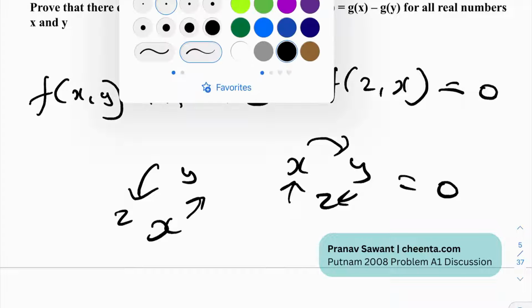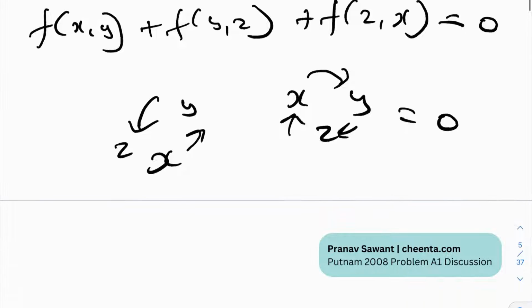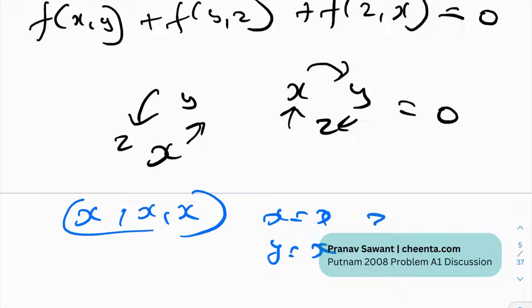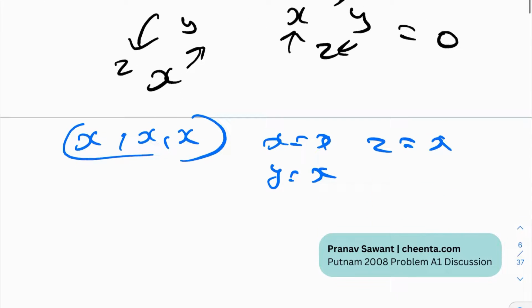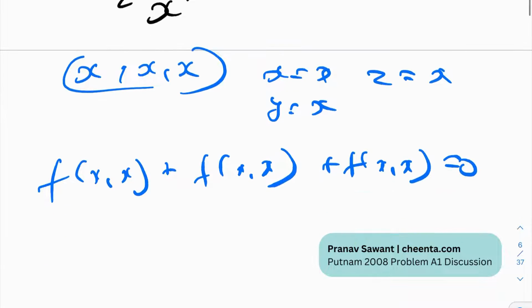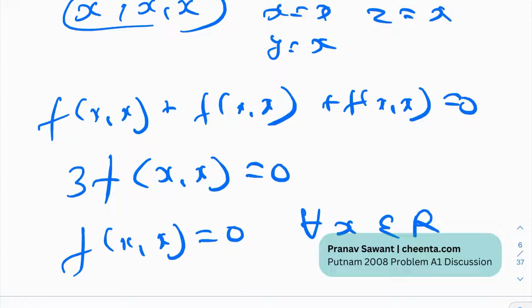So again, even in these types of functional equations, the first thing that should come to your mind is the substitution strategy. And one of the things that we can target is we plug in (x, x, x). So basically x equal to x, y is equal to x, and z is also equal to x, and that would leave us with f of (x, x) plus f of (x, x) plus f of (x, x) is equal to 0. So that remains 3 times f of (x, x) equal to 0. So f of (x, x) is equal to 0 for all x belonging to the reals, which is the domain given in the question.